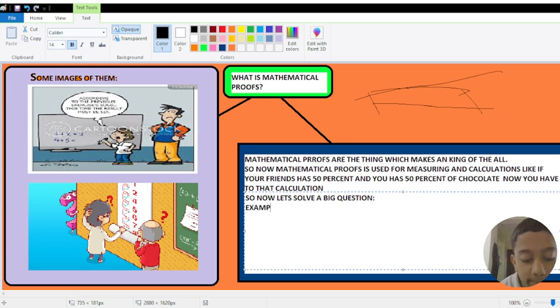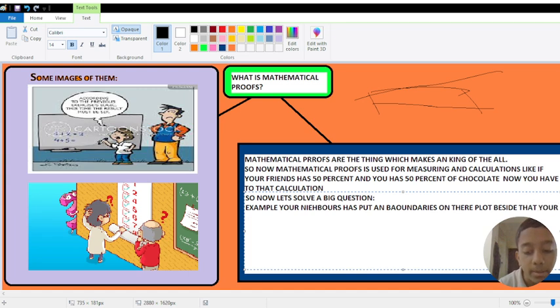Example: your neighbor has put up boundaries on their plot, and beside that your plot was there, and now you are getting confused and scared that they have taken some of your land or not. Now you will get confused like this.